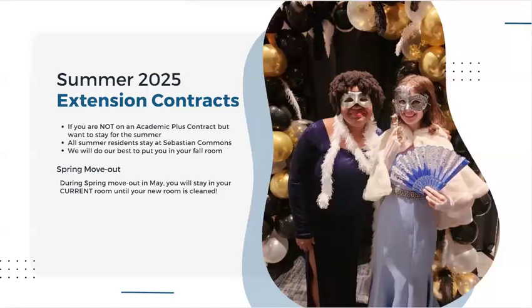All right, next we have summer 2020 extension contracts. If you are currently on a 9-month contract at the Lions Den or Sebastian Commons, you have the opportunity to extend your contract through this summer. If you're on an Academic Plus contract, that is a 12-month contract, you do not need to complete this process. If you're unsure, feel free to contact housing and we can double check your contract. If you're going to extend to the summer, you just need to know that summer residents all stay at Sebastian Commons. So if you're living at the Lions Den, you would move over to Sebastian Commons for the summer.